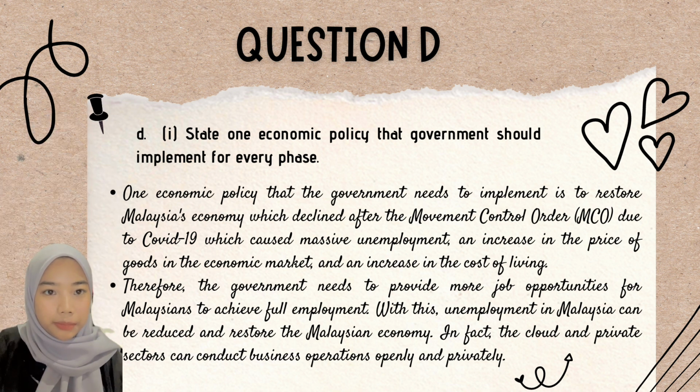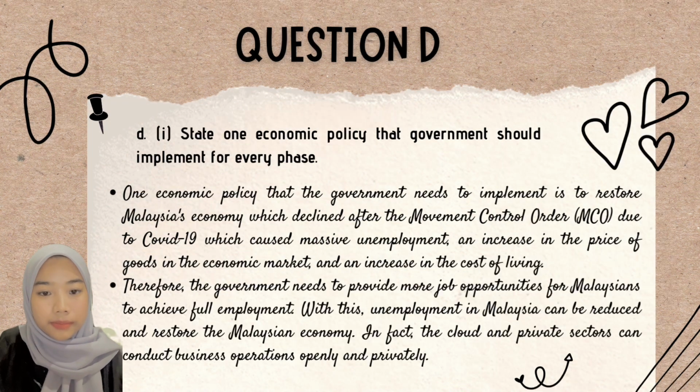Therefore, the government needs to provide more job opportunities for Malaysians to achieve full employment. With this, unemployment in Malaysia can be reduced and the Malaysian economy restored. In fact, the private sector can conduct business operations openly and privately.